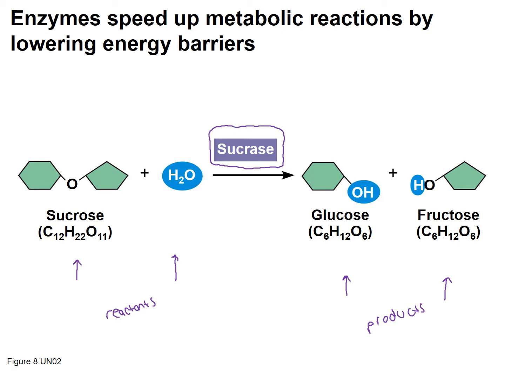Now here, the reactant is sucrose plus water. So we've got hydrolysis going on. We've got the addition of water to break down sucrose into its two monomers, right? So it's a dimer, it's a disaccharide. Now we have monosaccharides here. We have glucose and fructose.